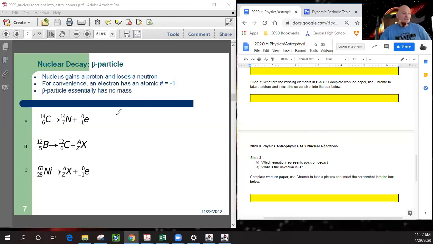Okay, class, we're now back, Mr. Bean here again. We're now on slide number 7. And this is called nuclear decay beta particle. So this is a beta particle. And remember, beta particle is an electron. So electron here would be -1 here. And it's a 0 up here. So this is the symbol for electron. Okay, it has no mass here.